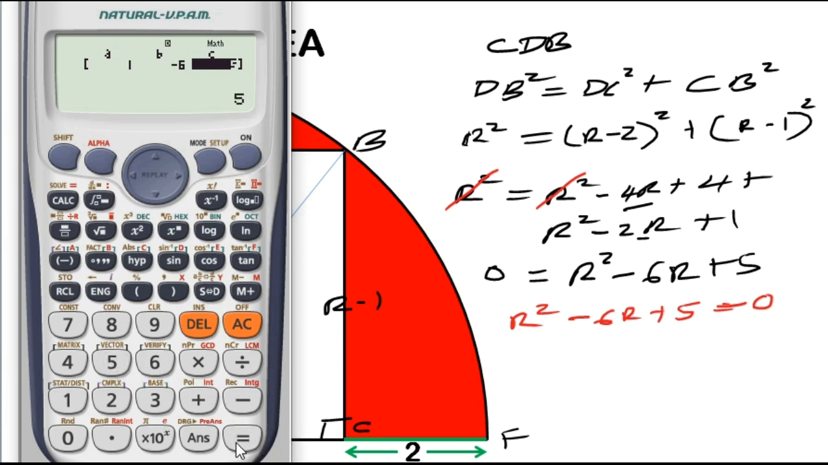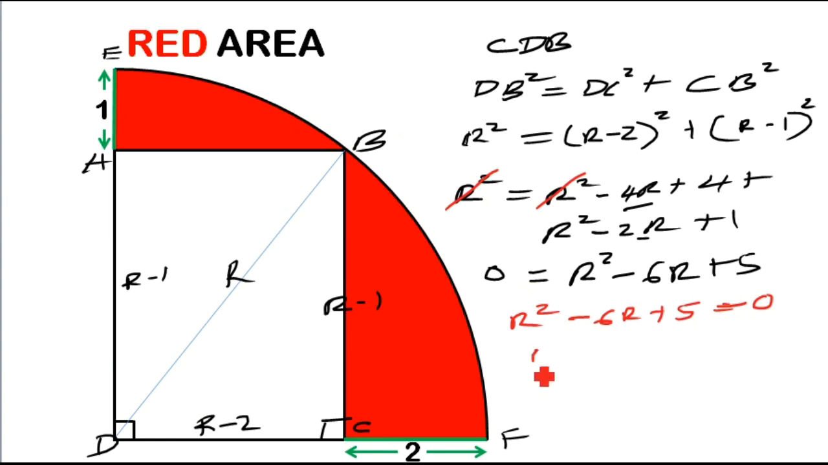So R is in terms of X in the calculator. So what is the first solution? The first value of X or R is 5. Then the next value of R is 1. So we found R has two solutions. It means R is equal to 5 or R is equal to 1. Meaning if you solve this quadratic equation, you should be able to get 5 and 1.